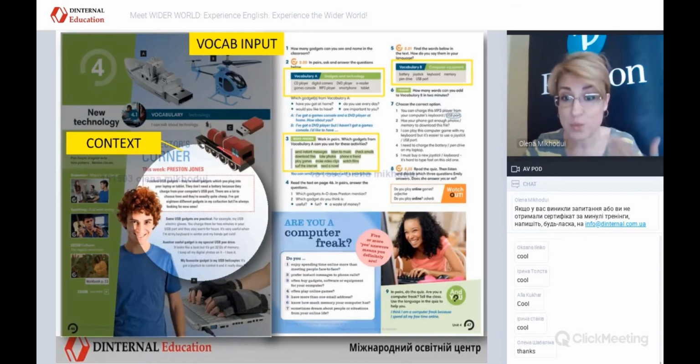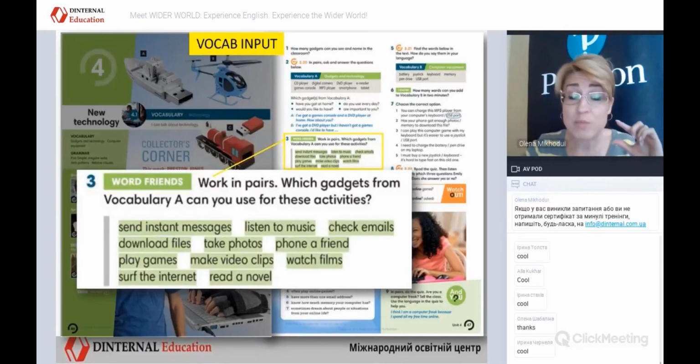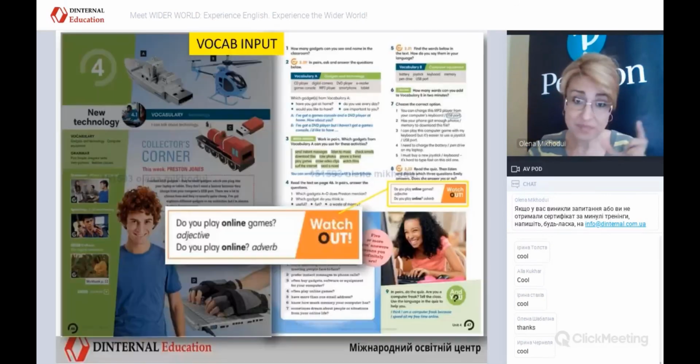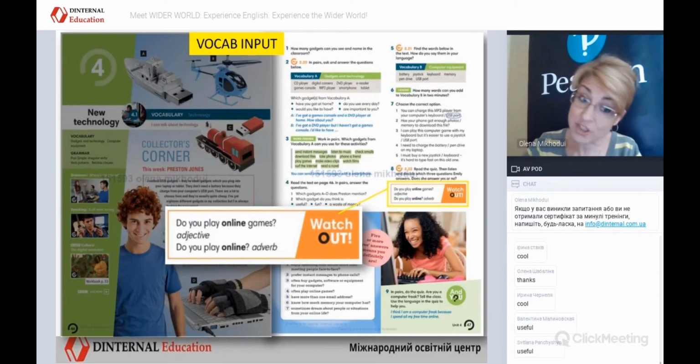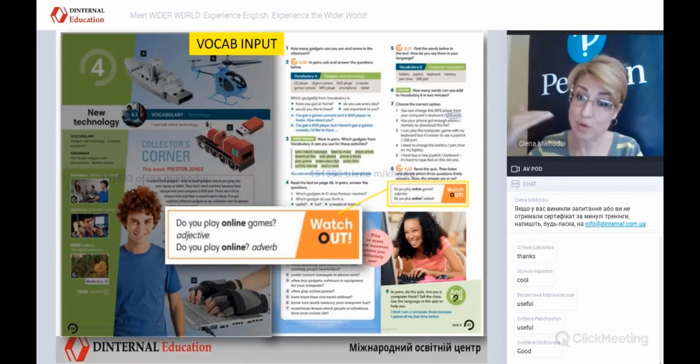And then we start working, practicing and producing all that vocab. So vocabulary boxes, which present target vocab. One of my favorite sections in Wider World called Word Friends, which introduces chunks, collocations, useful phrases. And they're scattered all the way through the unit, not only vocabulary lessons. Watch out! draws your students' attention to some tricky language moments, like here, online can be an adjective and sometimes an adverb. Okay, and again, this is level 2, year 6. It means, well, the level, the approach, right?